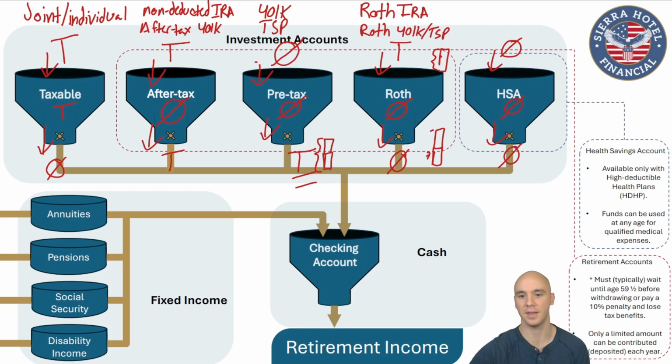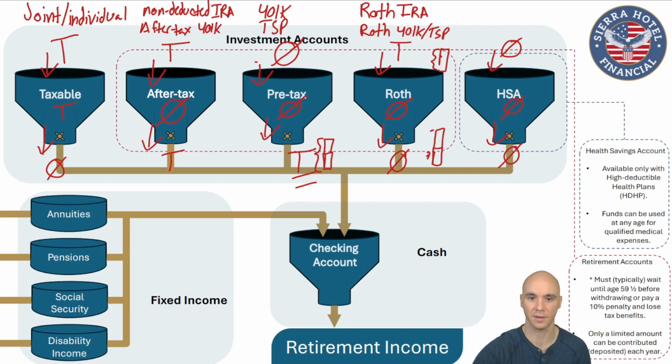But the HSA is probably the most powerful account. However, the caveats come in the form of you must have a high deductible health plan. Also, it can only be used towards qualified medical expenses. So those are the restrictions. Congress is not going to give you anything for free. There's no free lunches. So there's always going to be some kind of caveat.